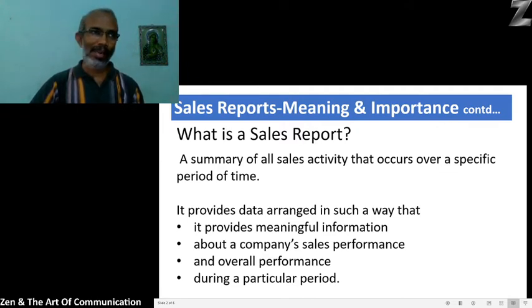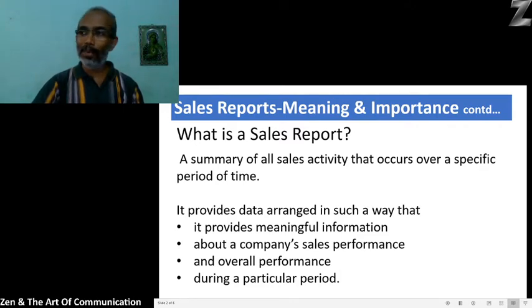How is the sales report arranged, or how is the data arranged in a sales report? In a sales report, the data is arranged in such a way that, one, it provides meaningful information. What do you mean by meaningful information? Looking at the sales data, one is able to take away some inferences or some understanding. It may be about sales this year vis-a-vis sales last year, sales of product A vis-a-vis sales of product B, sales of territory X vis-a-vis sales of territory Y, the trend in sales over a particular period of time, say over 1 year. So a sales report should provide meaningful information.